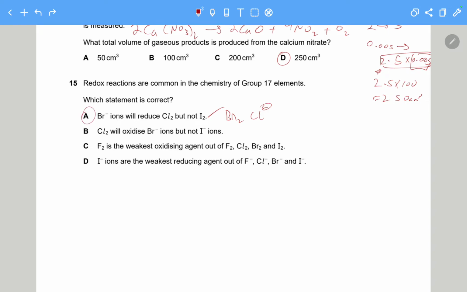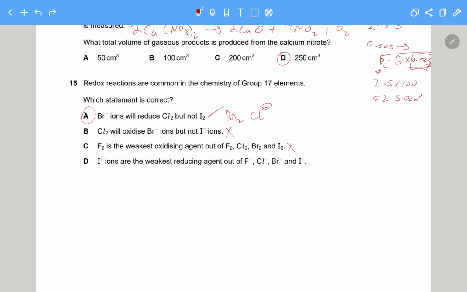Chlorine will oxidize bromide ions but not iodide ions. This is wrong because chlorine is more reactive than both bromine and iodine, so it will displace both bromide and iodide from their salt solutions. Option C. Fluorine is the weakest oxidizing agent out of F2, Cl2, Br2 and I2. No, this is wrong. It is the weakest reducing agent, but it is the strongest oxidizing agent because it is more reactive than chlorine, bromine and iodine, and therefore if it's added to a salt solution of chloride, bromide or iodide ions, it will oxidize the halide ions to molecular chlorine, molecular bromine and molecular iodine respectively.